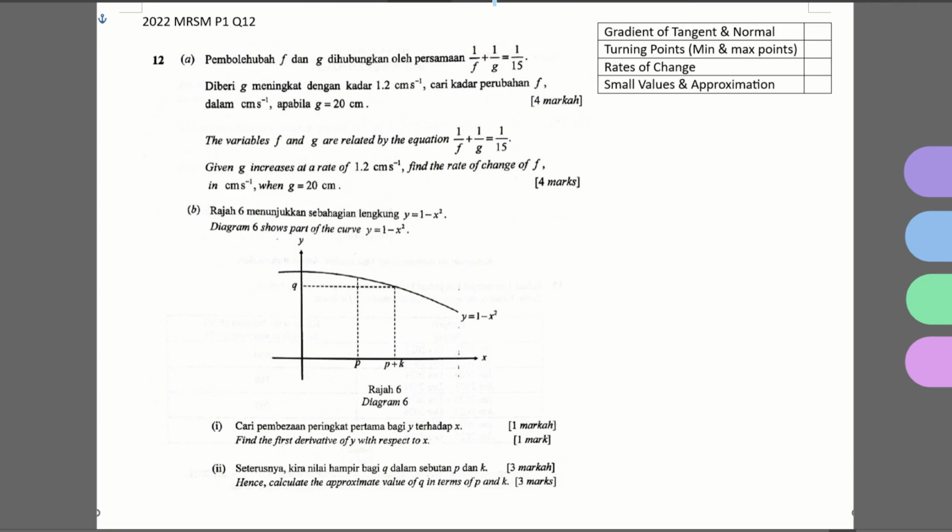Anyway, in this video, we are looking at a question from Form 5 Chapter 2, which is differentiation. So as usual, y'all can take a look and try it by yourself first.